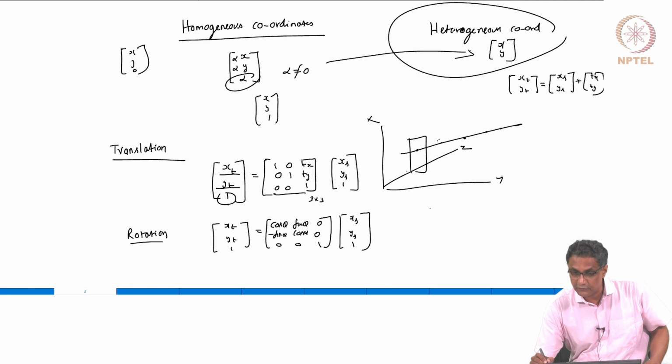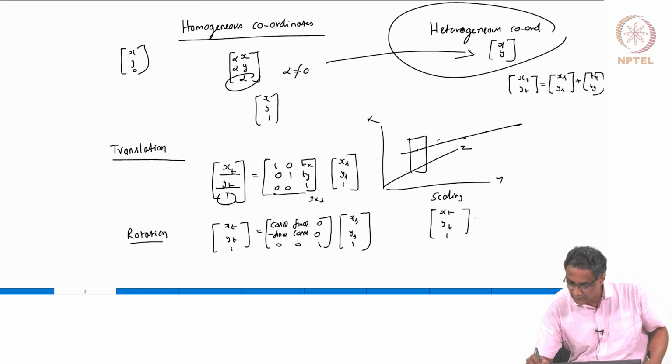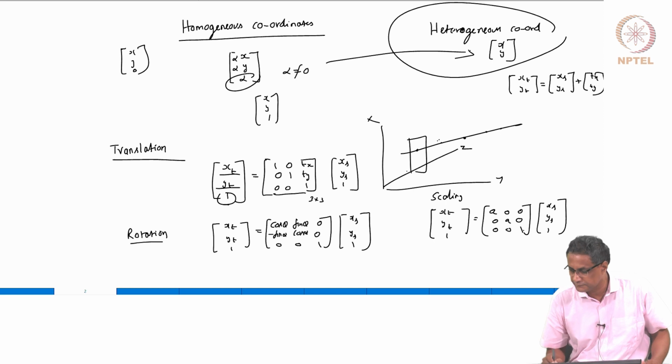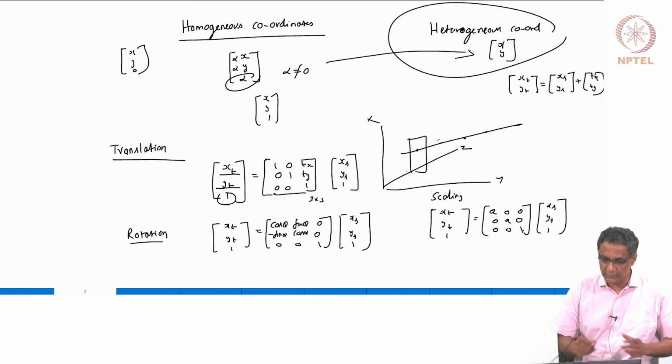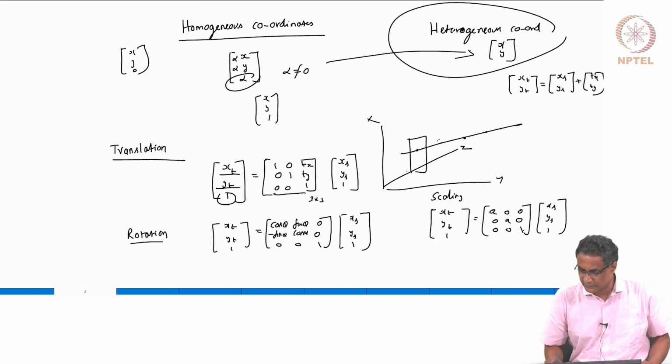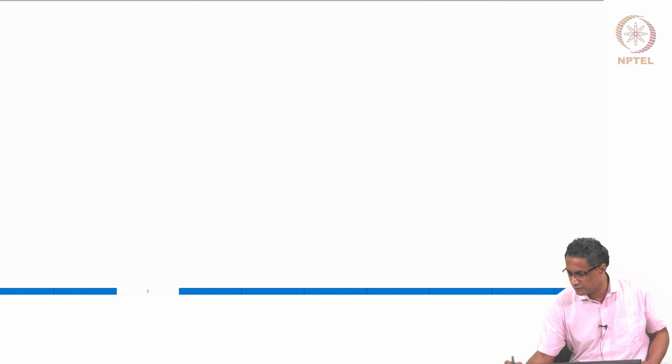Rotation, and then scaling. So scaling would be xt yt 1, and then xs ys 1. Then let's say your scale factor is a, so you have a 0 0, 0 a 0, 0 0 1. Okay, that would be scaling, and then you can also have a combination of these transformations, right. It depends upon the order in which you're going to apply them.